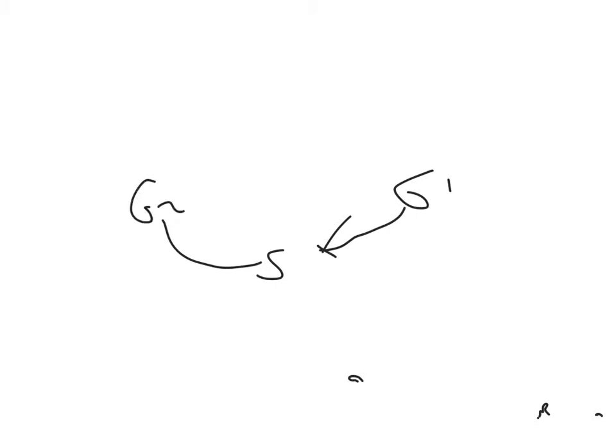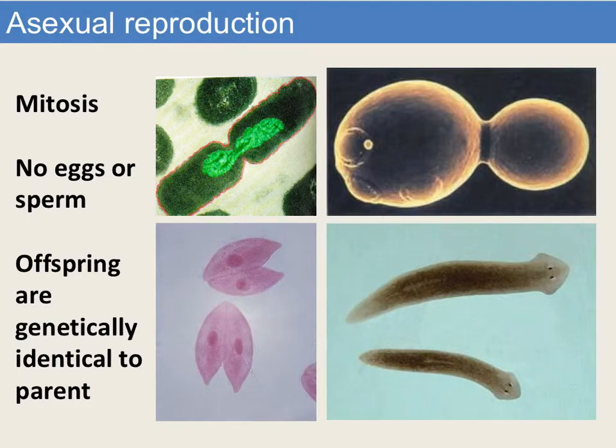So, in terms of mitosis, we've got G1, S, G2, and then we've got mitosis, right? Mitosis starts out like this. So here's mitosis. We've got this cell.